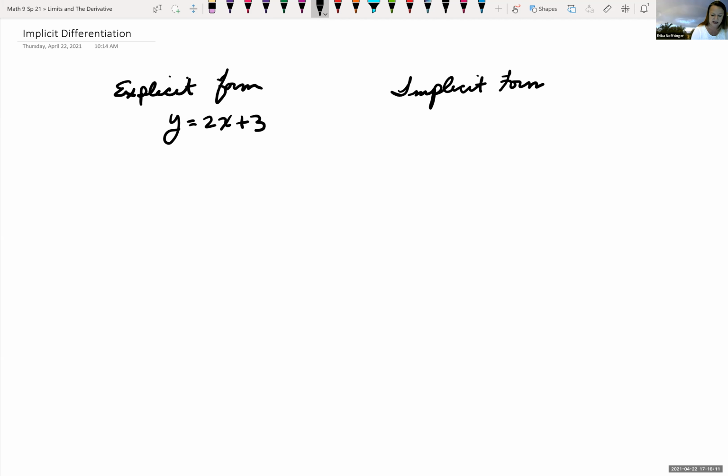this is where you may have variables on both sides where, let's say this is the same thing, this equation right here, that's the same thing as y minus 2x is equal to 3. So it would be easy, right, to go back when I have this equation and rewrite it in explicit form. But that is not always the case. So for instance, an equation that is in implicit form, how about x squared plus y squared equals 1.